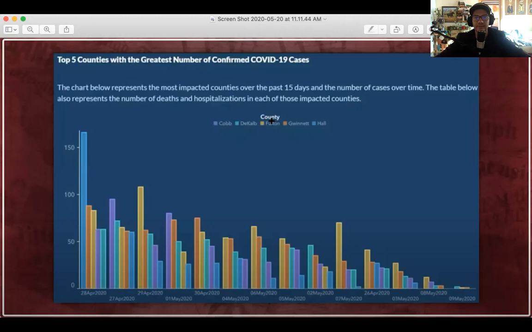Okay, and so what we have here is counties broken up by colors. Cobb is the purplish one. DeKalb is this turquoise color. Fulton is yellowish. Gwinnett is orangish. And Hall is bluish. Now, you want to make sure that you design this well. Make sure the colors you pick kind of make sense together. These colors are fine. I'm not saying anything negative about these colors.